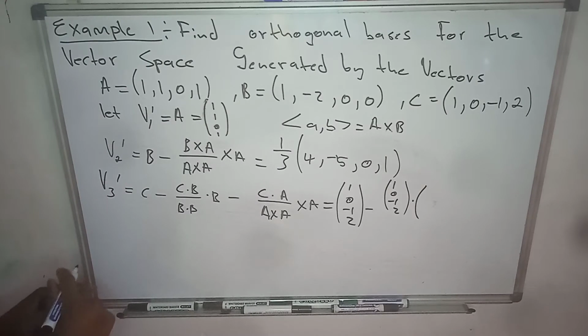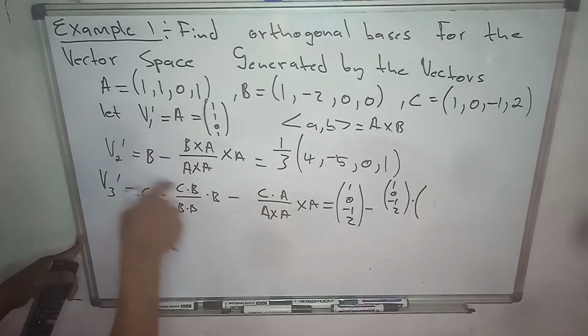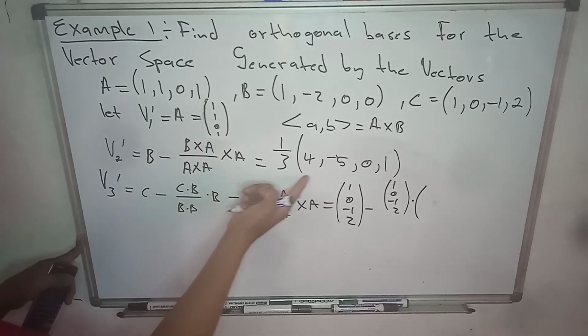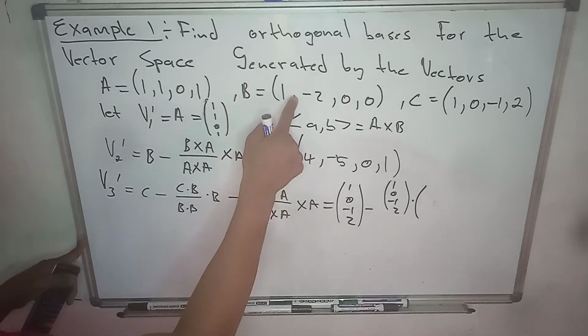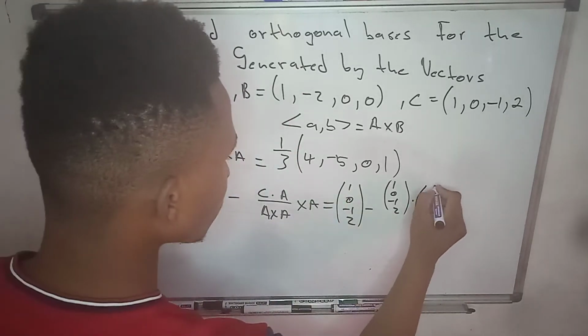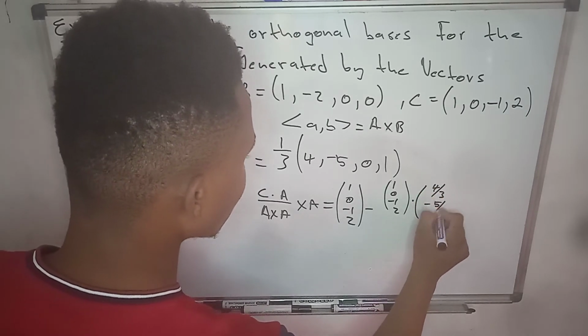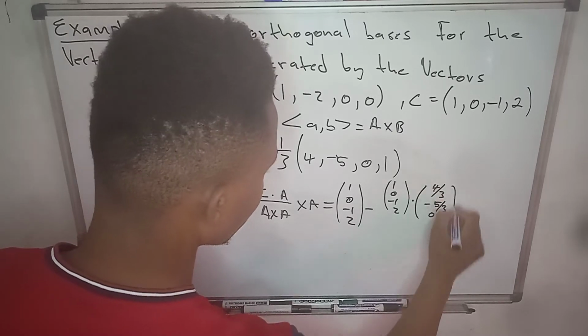But this is actually kind of tricky, guys, because this B, we already found it here. So we are actually going to use these vectors this time. We are not going to use these ones. So it will be 4 over 3, minus 5 over 3, 0 and 1 over 3.